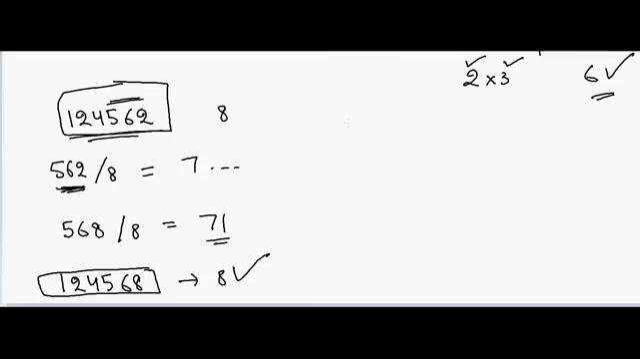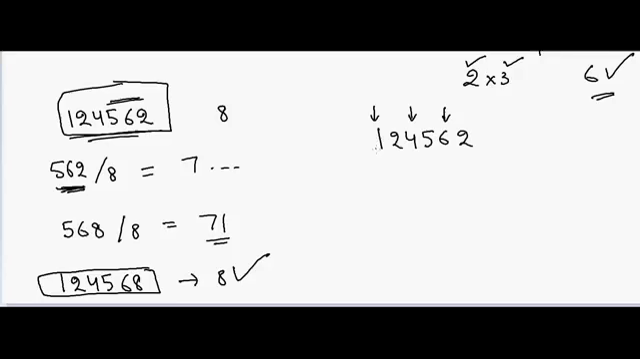Now let's talk about the divisibility by 11. So if I have 1 2 4 5 6 2, and I want to find out whether this number is divisible by 11. So what I'll do is I'll take the alternate digits. So 1, this number, and this number.